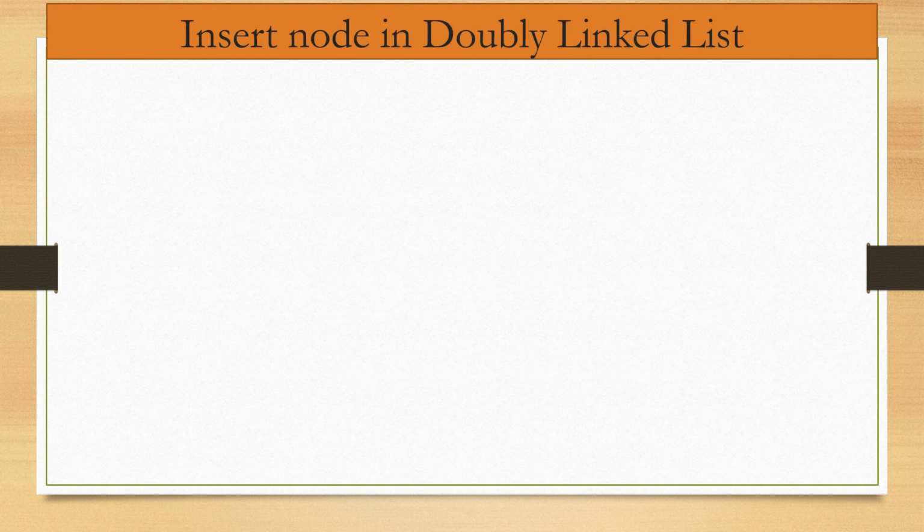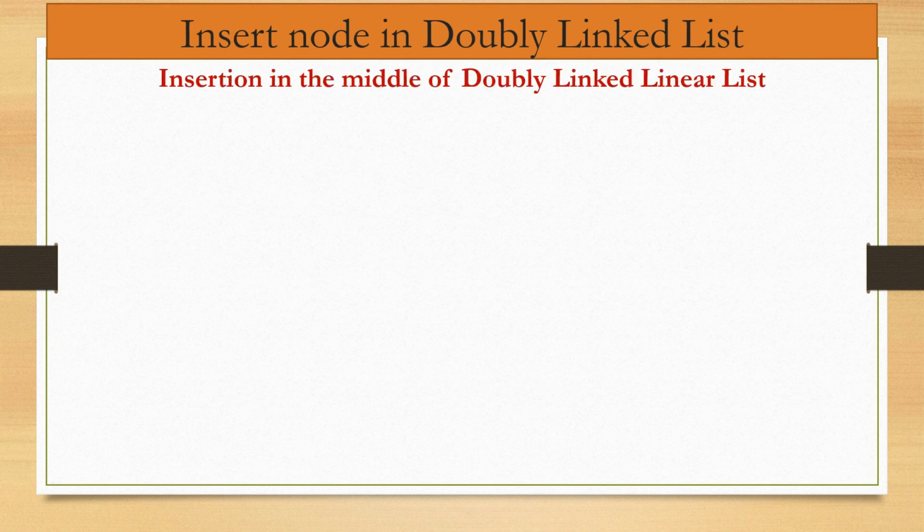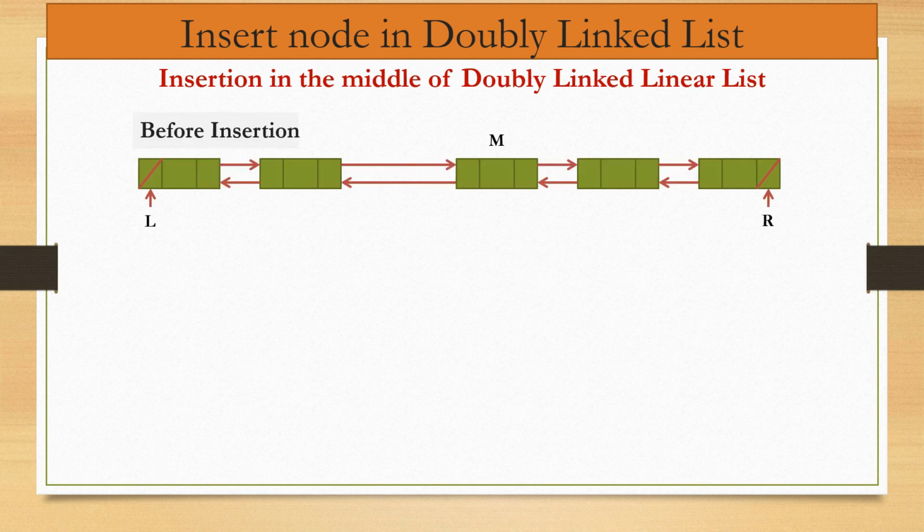Now insert a node in doubly linked list. Insertion in the middle of doubly linked list. So this is the doubly linked list. This is the leftmost element and this is the rightmost element. In the leftmost element LPTR is always null and in the rightmost element RPTR is always null. So this is the position before insertion of node in the linked list. Now a new node is inserted in the middle of doubly linked list.